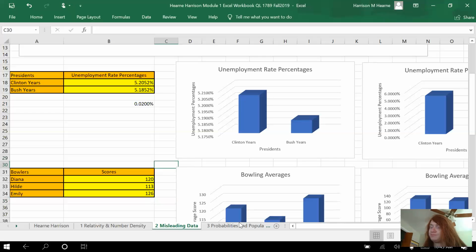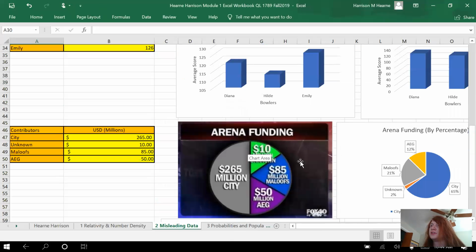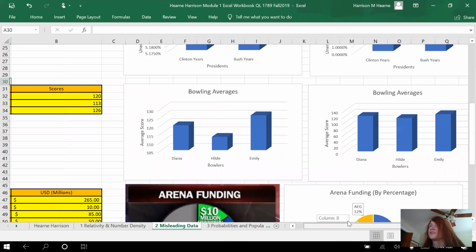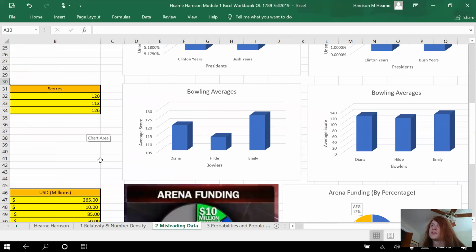And on the other side of the coin, it's also invaluable to be able to present data in a fair and easy to understand way. Because presuming that you are not intentionally trying to mislead people, take for example this bowling averages. That's a pretty innocent thing.